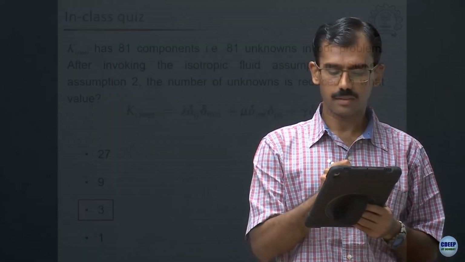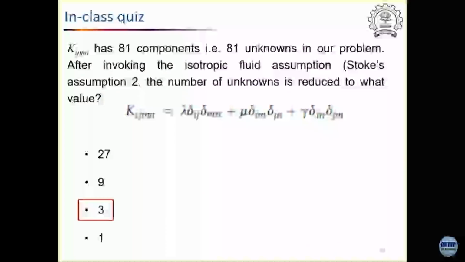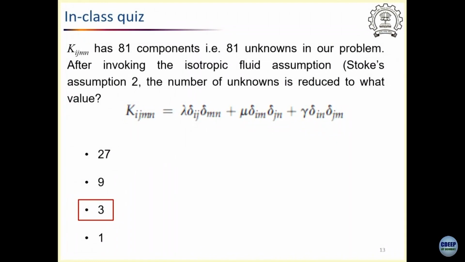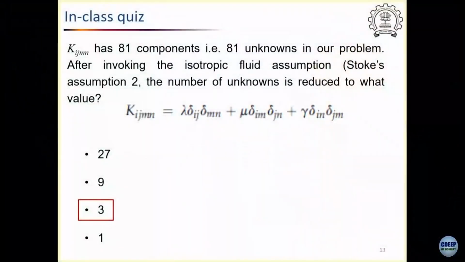Yeah, but on the right hand side, if K_ijmn equals K_jimn is to hold, what should hold on the right hand side? Yes, mu equal to gamma, not lambda, since ij and mn are separate. Here, if you interchange i and j, these terms will not change. So mu should be equal to gamma.